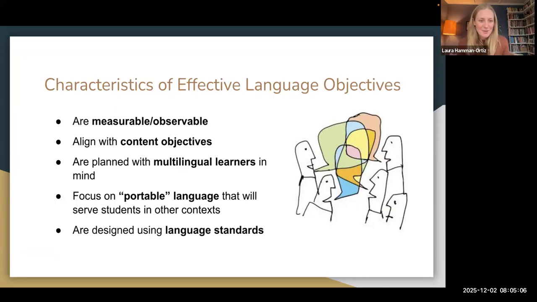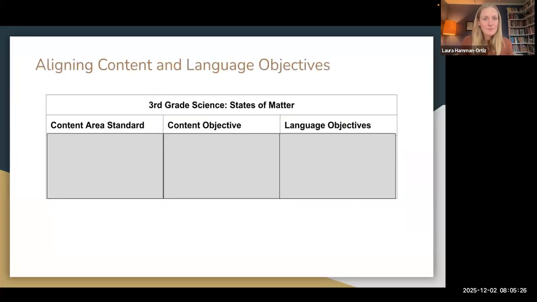And finally, especially for the purposes of this video, we want to think about them in relation to our language standards because we have great language standards frameworks that help us think about the language students should be developing at different grade levels and in different content areas. So thinking about how we can design our language objectives to be meeting these different standards is important. So I want to start by giving you here some examples of what it looks like to align content and language objectives, and then we'll move to talk about language standards.